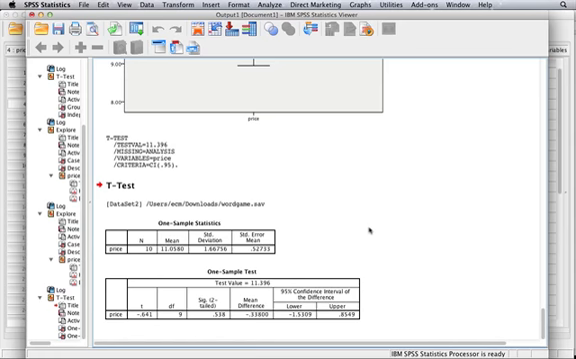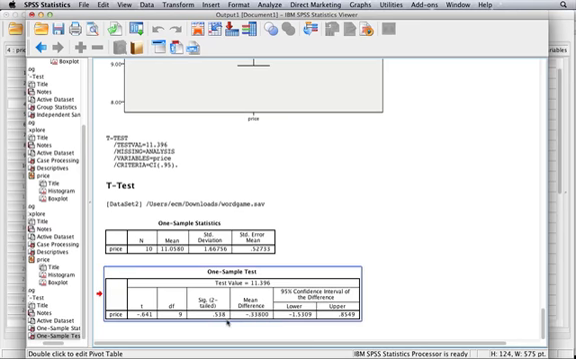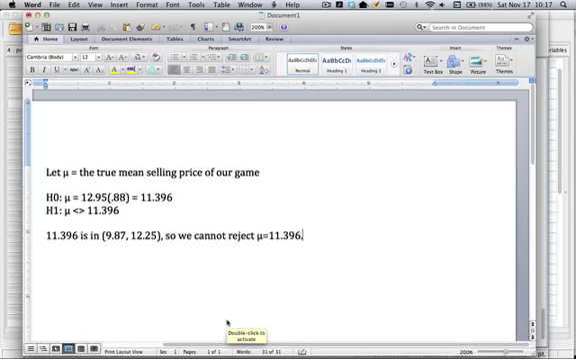And here's what you get. The p-value is 0.538. So let's go back to Word. We could also say p is equal to 0.538, which is greater than 5%. So we cannot reject H0. $11.396 is a possible mean. So we can't rule that out.